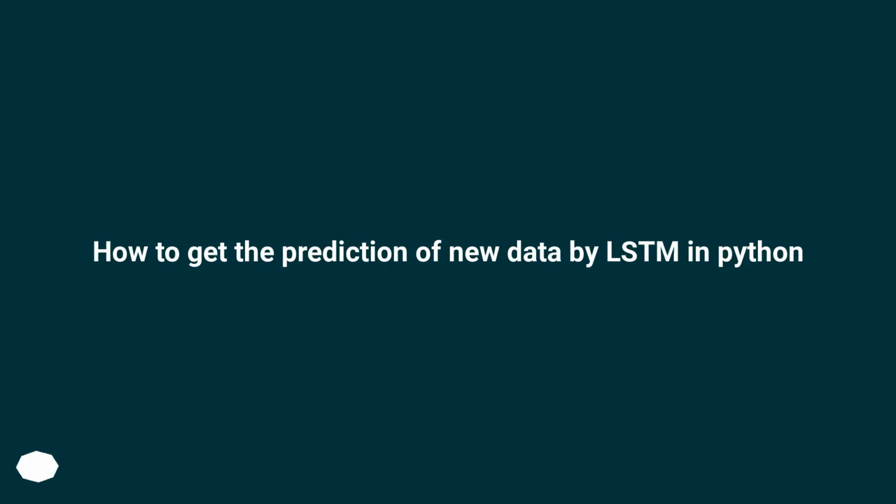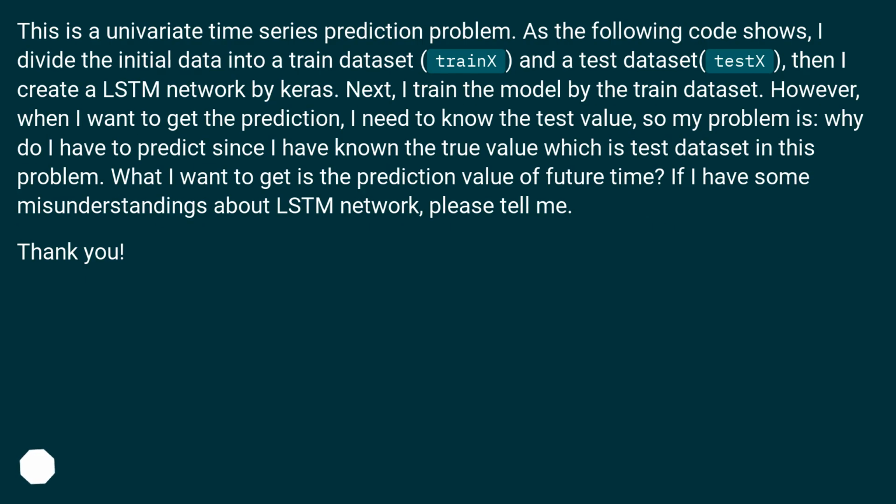How to get the prediction of new data by LSTM in Python. This is a univariate time series prediction problem. As the following code shows, I divide the initial data into a trained dataset, train, and a test dataset, test.